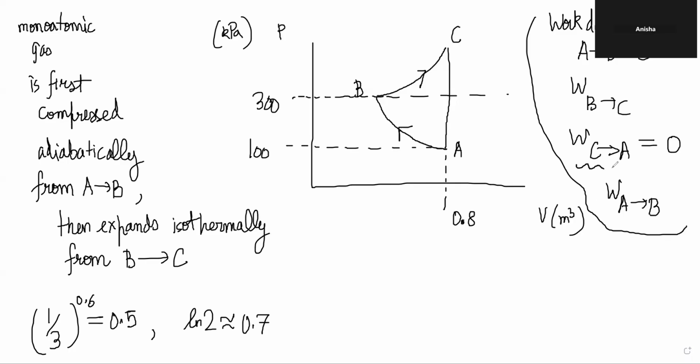It is obvious that work done in C to A is 0. We just need to find out A to B and B to C. Yes, sir.